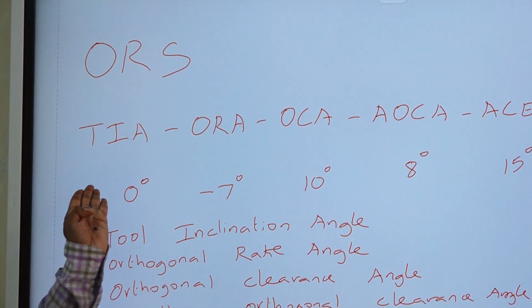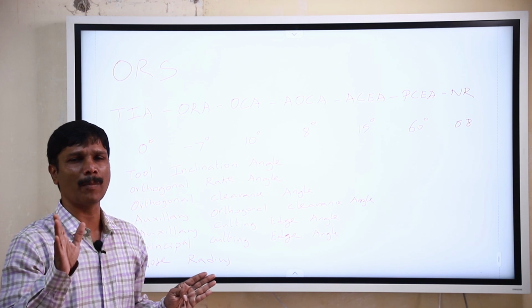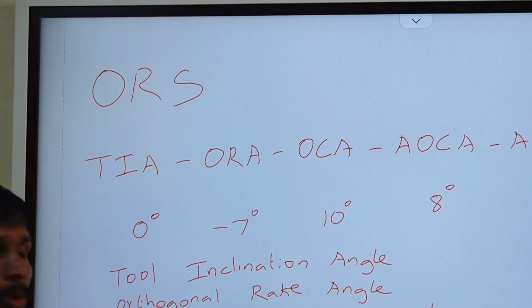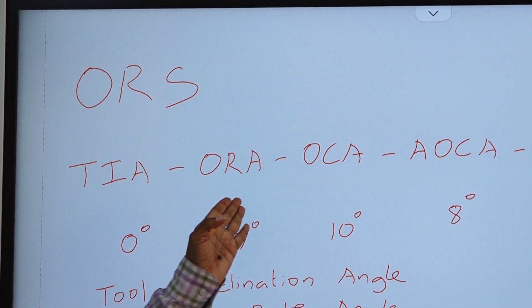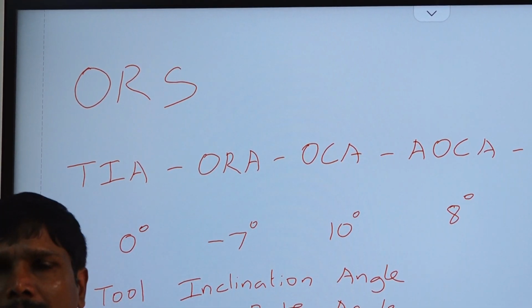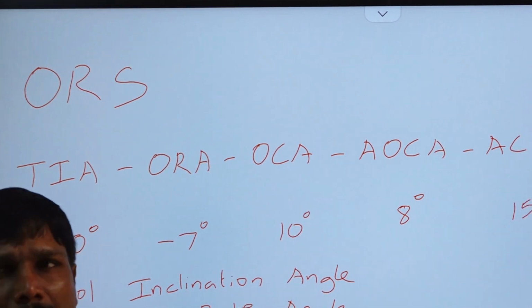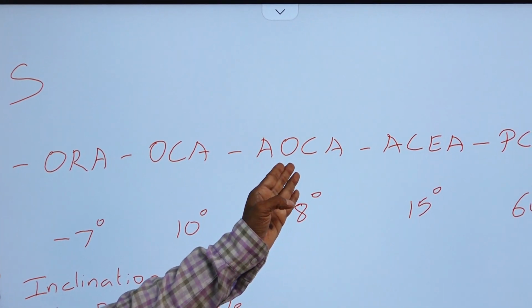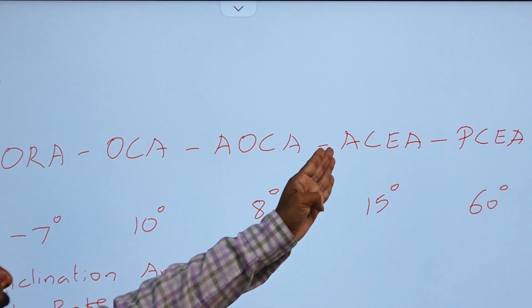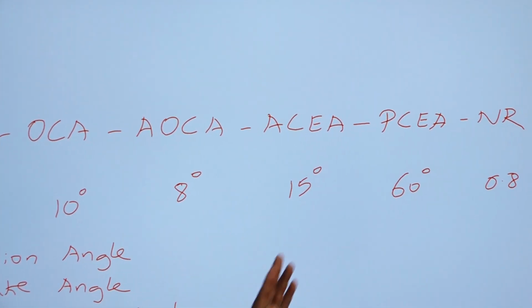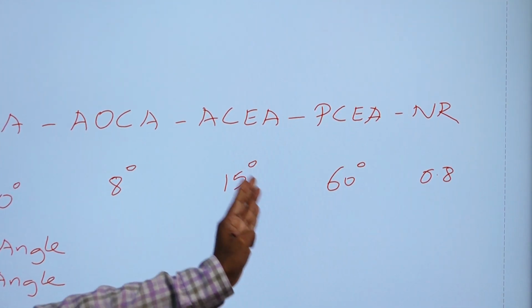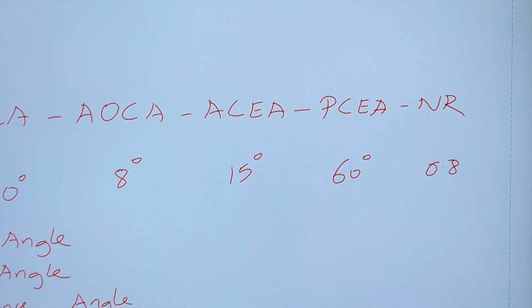In the orthogonal rake system, similar to the American Standard Association, we have 7 terms. The first is the tool inclination angle. The second is the orthogonal rake angle. The next is the orthogonal clearance angle. After that, we have the auxiliary orthogonal clearance angle. Next, the auxiliary cutting edge angle, that is the 5th term. The principal cutting edge angle is the 6th term. And the last term is the nose radius.